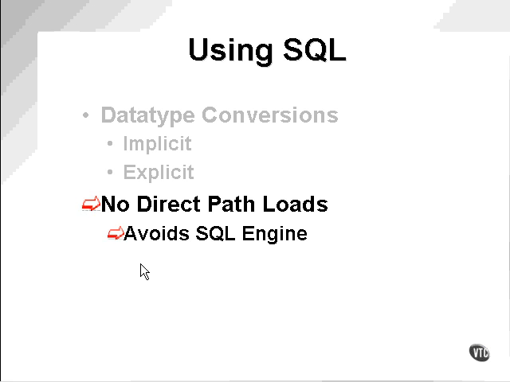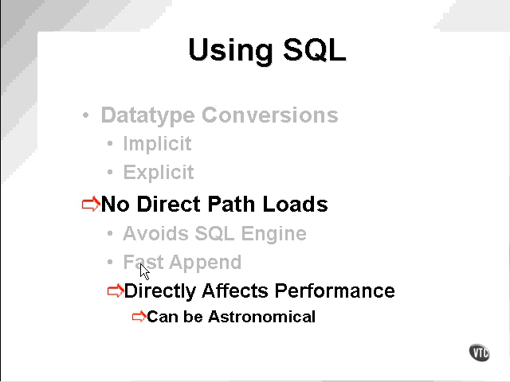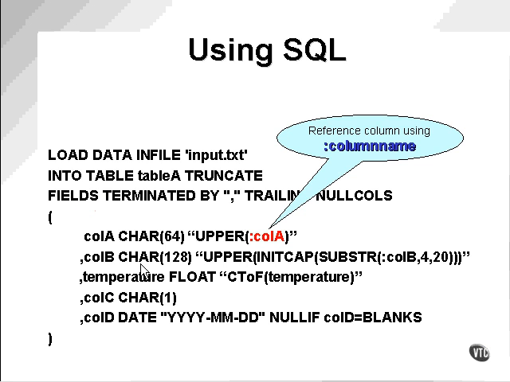A conventional path load is a lot slower than a direct path load, because the direct path load does a fast append. Not using direct path loads can affect performance directly, and it can be an astronomical effect. SQL Loader can actually be used in direct path format to load very large amounts of data into databases, sometimes even thousands of times faster than using standard insert SQL statements. Try to avoid using SQL commands within SQL Loader control files.